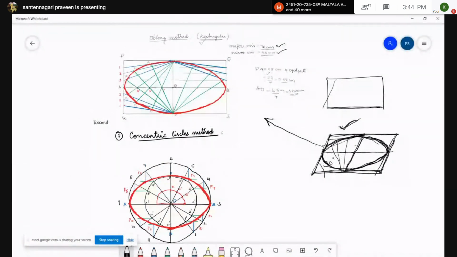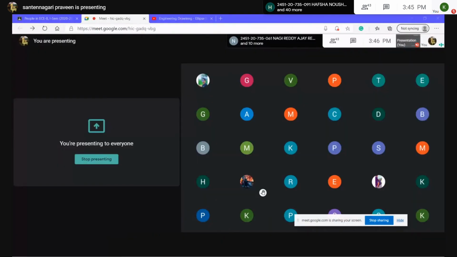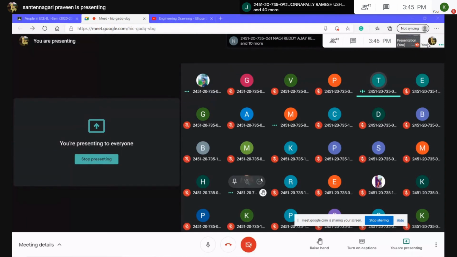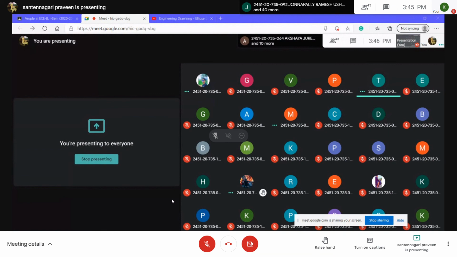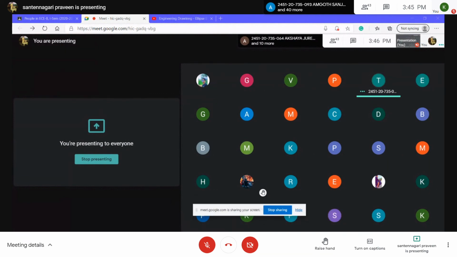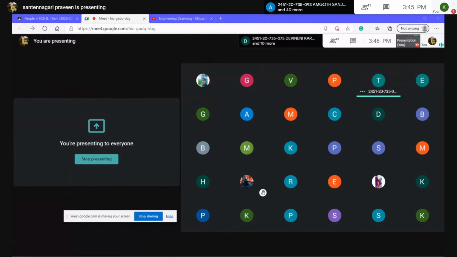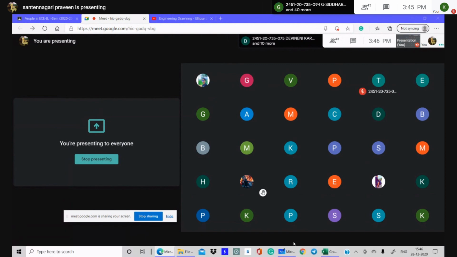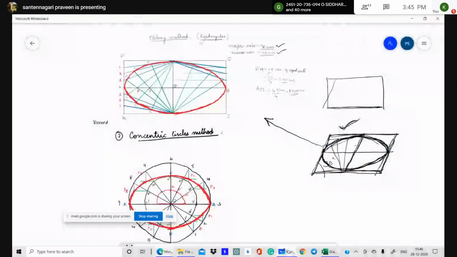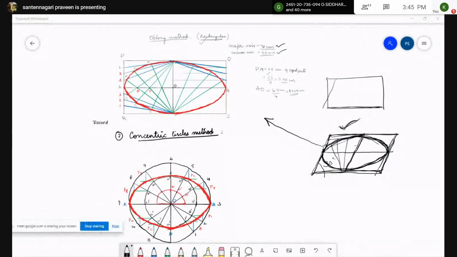Sir, record means the steps, right, sir? Yeah, with the construction steps. Sir, where should we write those construction steps? In the A4 size paper or in a separate notebook? In the ruled page, you have to write your construction steps, separately in another book.